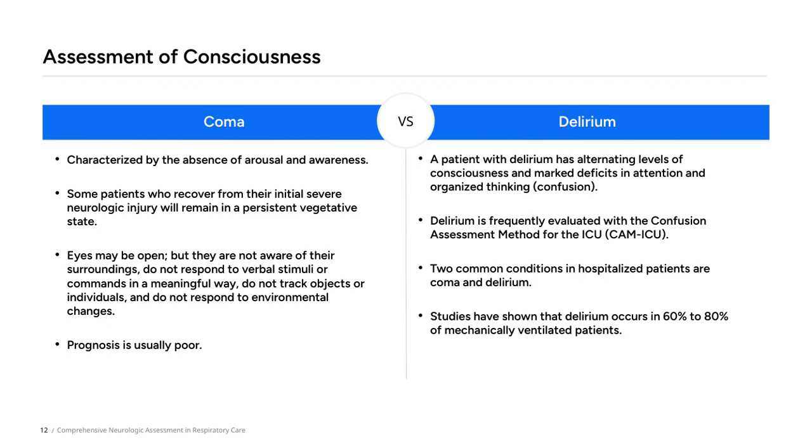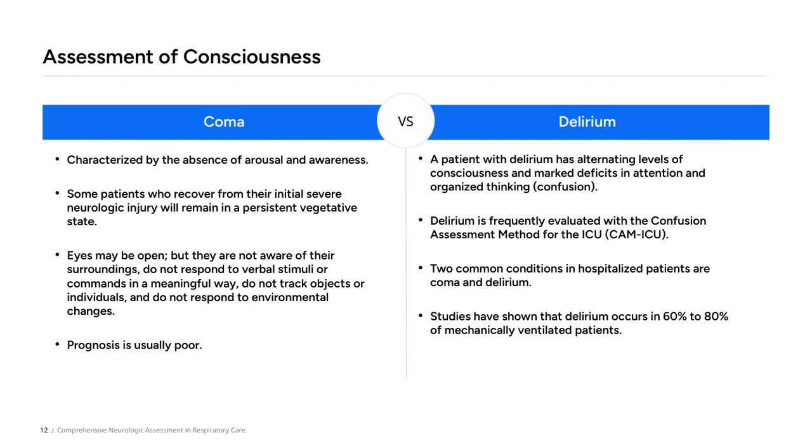vital. Some patients who initially suffer severe neurologic injuries may end up in a persistent vegetative state. In such cases, the eyes might be open, but the patient is not truly aware of their surroundings. They do not respond to verbal stimuli or commands in a meaningful way, do not track moving objects or individuals, and do not react to environmental changes. Unfortunately, the prognosis for patients in a persistent vegetative state is usually poor.